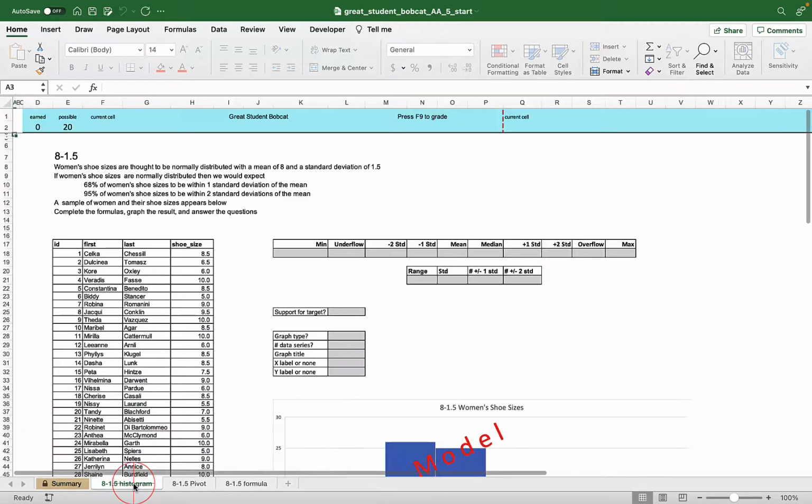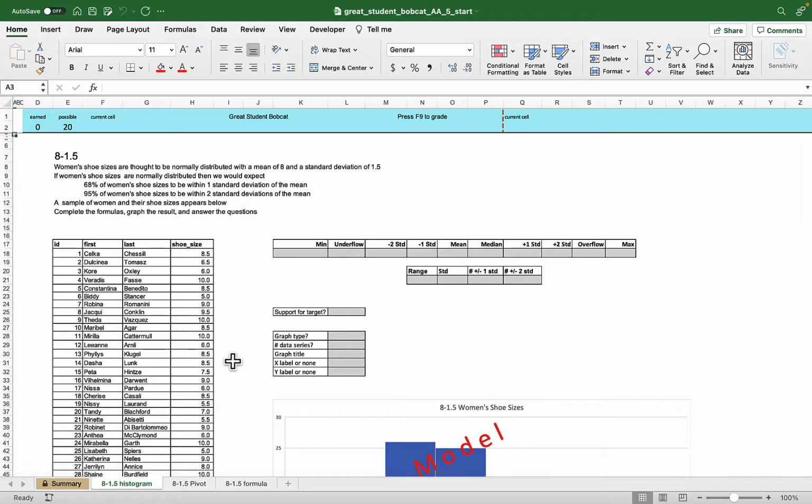So we'll begin with the histogram. Here we have a histogram of women's shoe sizes. Women's shoe sizes are thought to be normally distributed with a mean of 8 and a standard deviation of 1.5. If they are normally distributed, we would expect 68% of women's shoe sizes to be within one standard deviation of the mean. If you subtract 1.5, that would be down to 6.5 or up to 9.5.